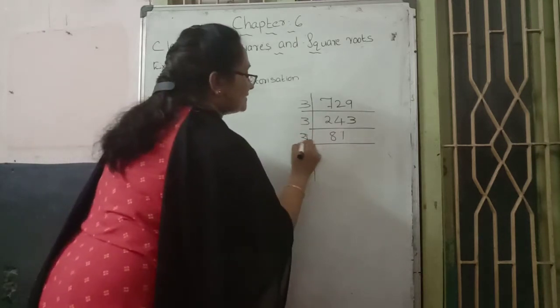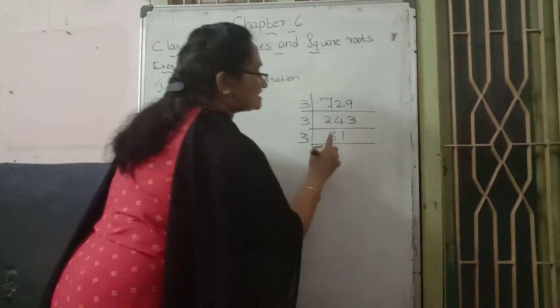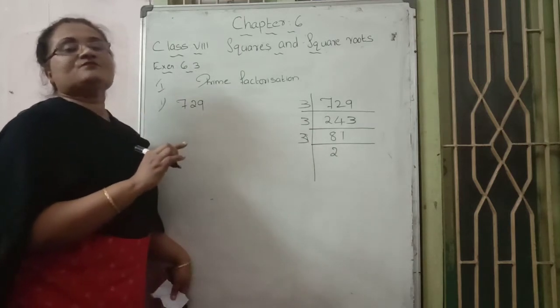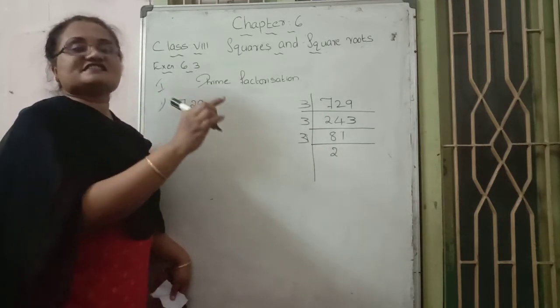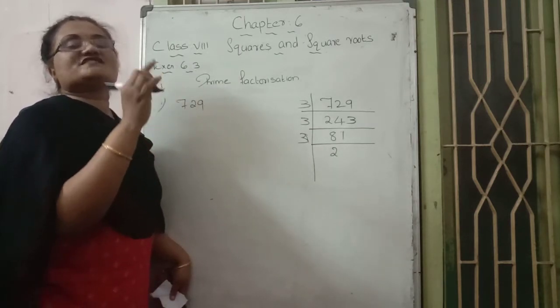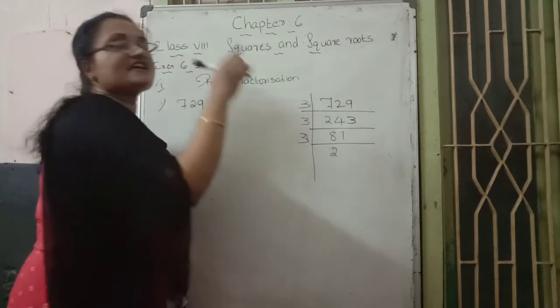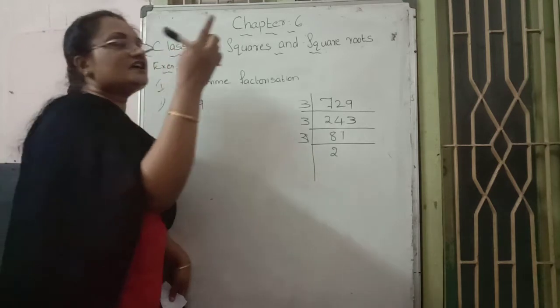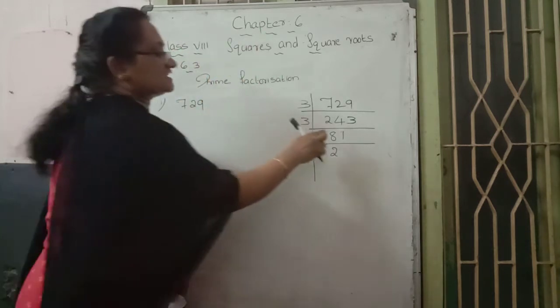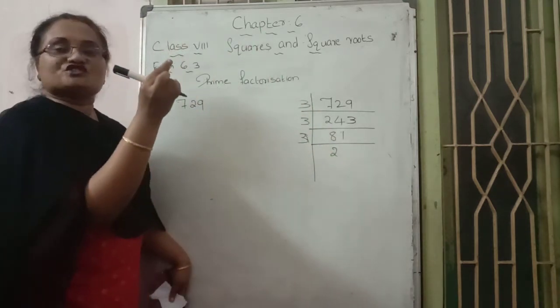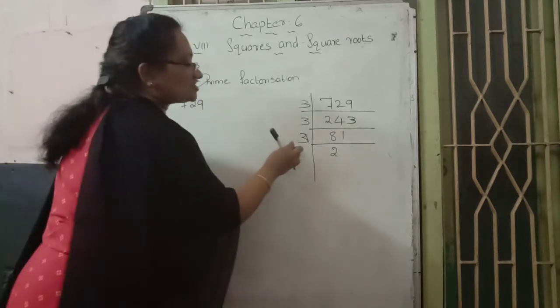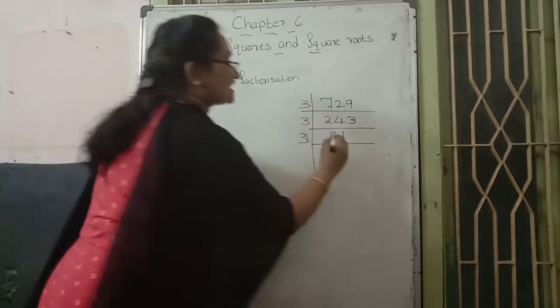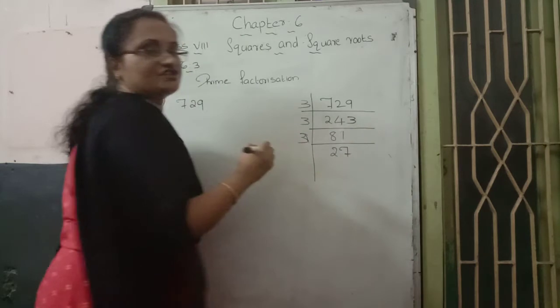Prime number 3. 3 table 81, meaning 3 table 8 is not there properly. The nearest answer is 6, 3 2s are 6. So 2 right here. 8 and 6 subtraction, doing so 2 comes as a remainder. Beside this 2 remainder, the next number is 1, right? So 2 changes to 21. 3 table 21, 3 into 7 becomes 21.